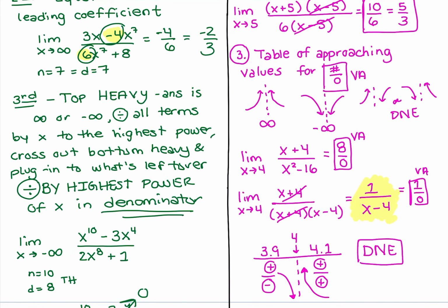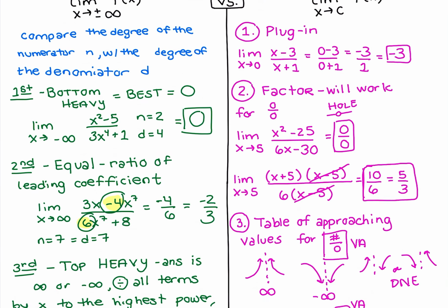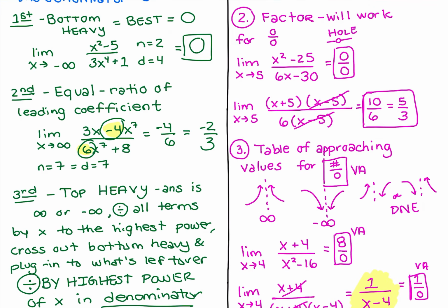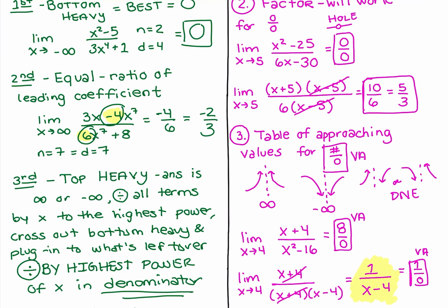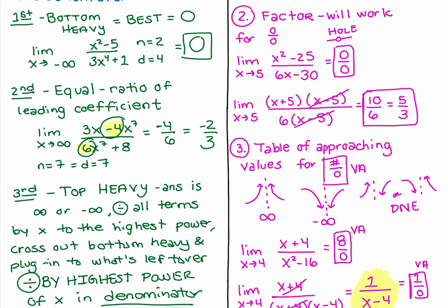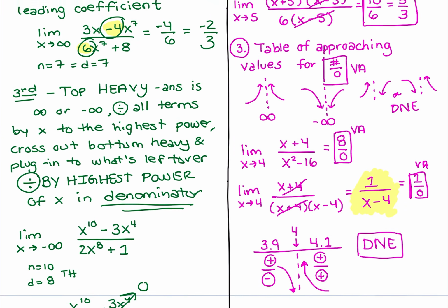So there's our 3 other methods for a limit as x goes to a number. Always try to plug in, because you might be able to get your final answer. If that doesn't work, factor. Factoring should always work for 0 over 0. If it doesn't, then check your factoring, because something went wrong there. Or maybe it wasn't truly a 0 over 0. Maybe you plugged in incorrectly. And then after that, use the table of approaching values.